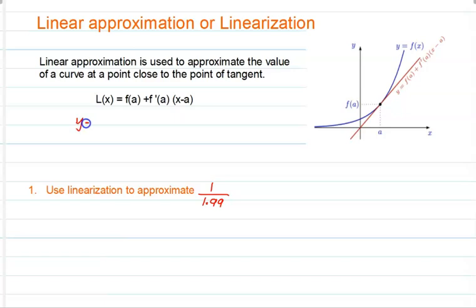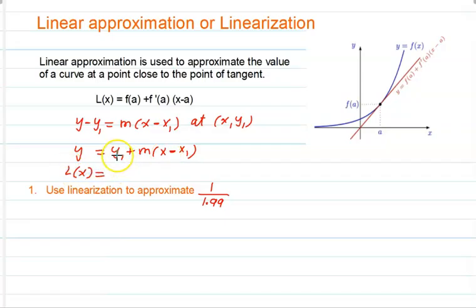The equation of the tangent line is given as y minus y1 equals m times x minus x1, at the point x1, y1. This tangent line equation can be rewritten as the linear approximation equation. y1 is just the y value at point a. This can be rewritten as f of a plus the slope m, which represents the value of the derivative of the given function at that point. So it's f prime a times x minus x1, where x1 is the point of contact.